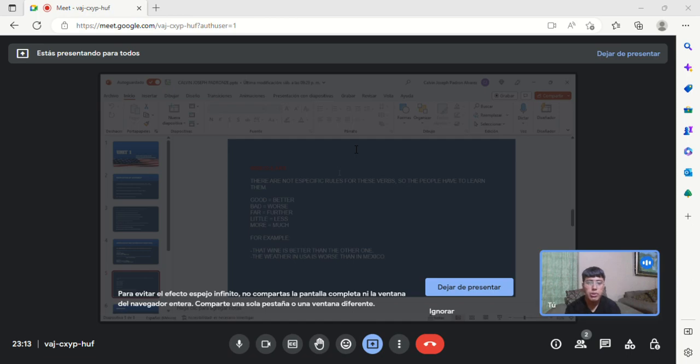Also, we have the irregular adjectives. There are no specific rules for these, so people have to learn them. Here we have some irregular adjectives: good, better; bad, worse; far, further; little, less; much, more. For example, that wine is better than the other one. The weather in the USA is worse than in Mexico.